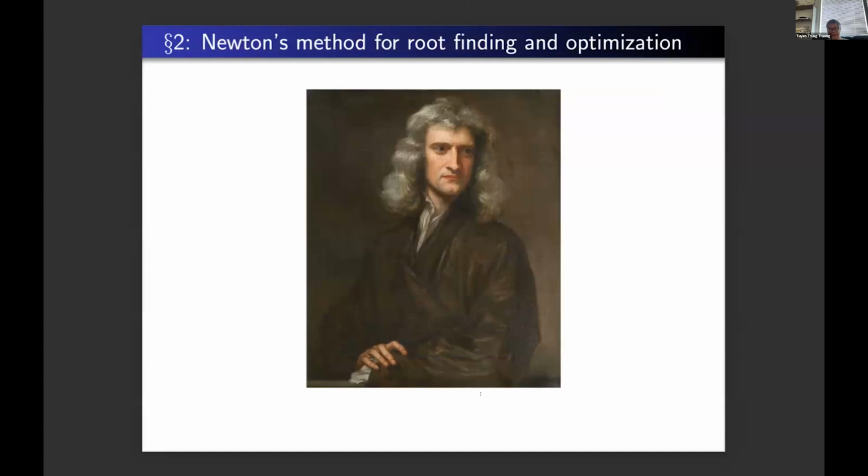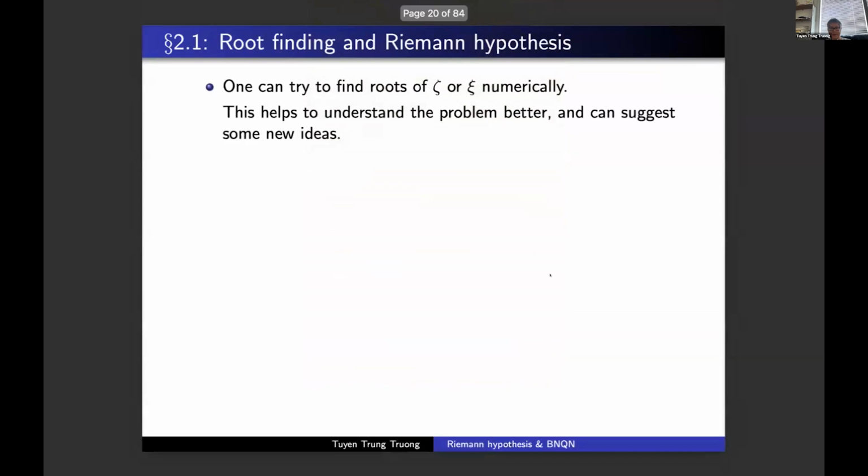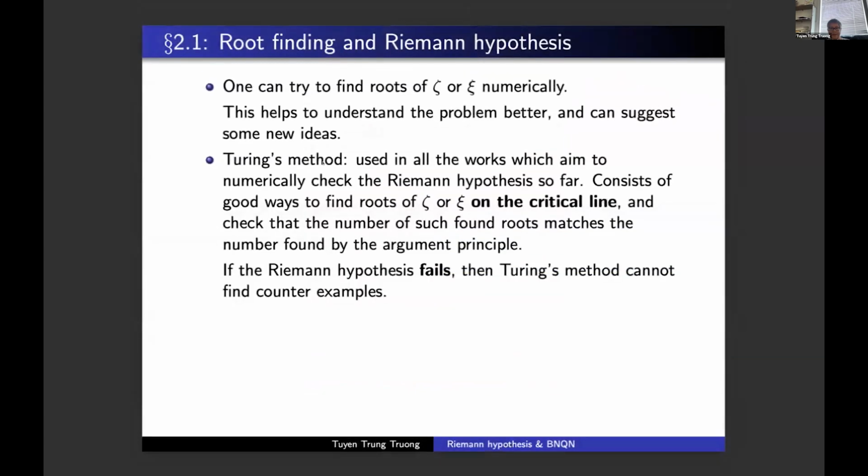Because the Riemann hypothesis asks a question about the roots of a meromorphic function, one approach could be to use root finding methods. If we can have some methods to find all the roots, then we can check it, or maybe that can give us some insight. The experimental result I mentioned before, for example checking up to 3 times 10 to the 12 that the non-trivial roots of the Riemann zeta function lie on the critical line, depends on Turing's method, which is a method that concentrates on the critical line.